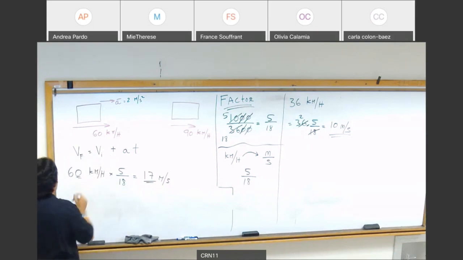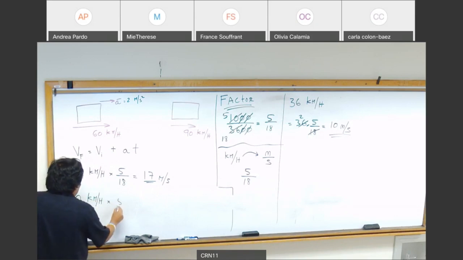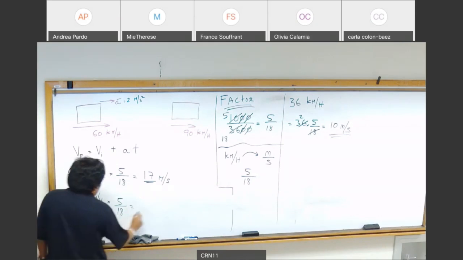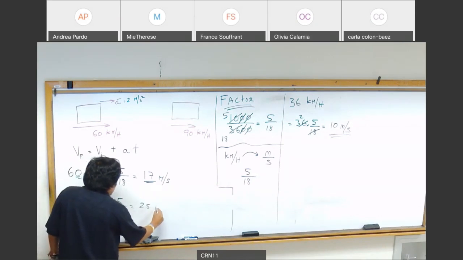And then 90 kilometers per hour, I multiply by 5/18. How much is that? That will be 25 meters per second.